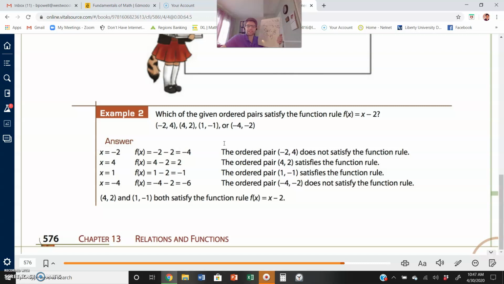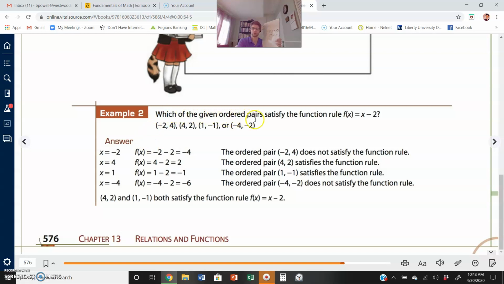So the big thing to remember is f of x is really the same thing as y. Whenever we say f of x equals x plus 5, that's the same thing as y equals x plus 5. They're the same thing. Now, this just tells you whatever number is in here is what you put in for your x. Let's look at example number 2.